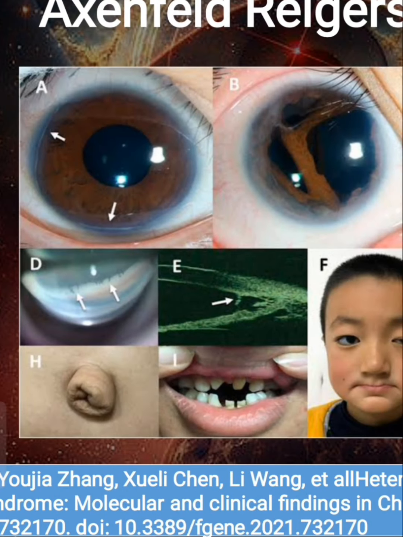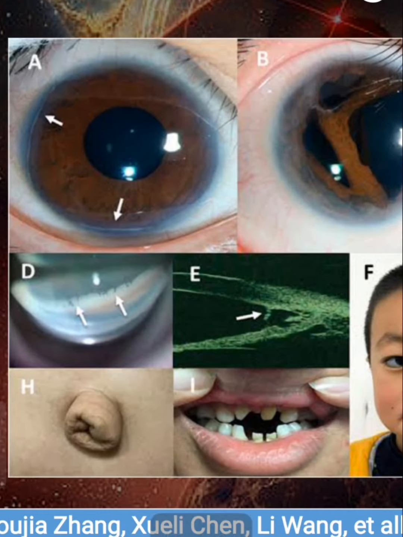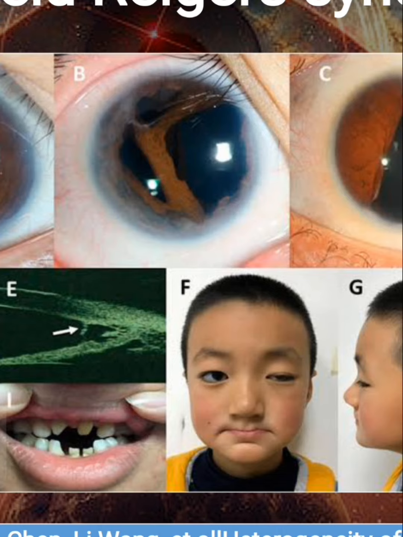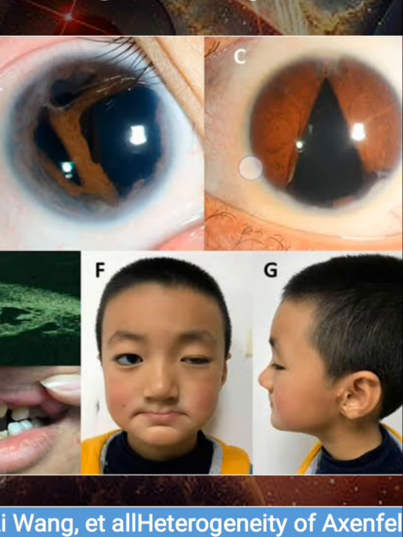Picture A is about incomplete posterior embryotoxon, that is an anteriorly displaced prominent Schwalbe line. These two white arrows show posterior embryotoxon. Then picture B is about polycoria. Polycoria is because of incomplete disintegration of the pupillary membrane at various places that leads to polycoria. Again, it is showing the corectopia. In picture C, you can see the iris stromal hypoplasia.